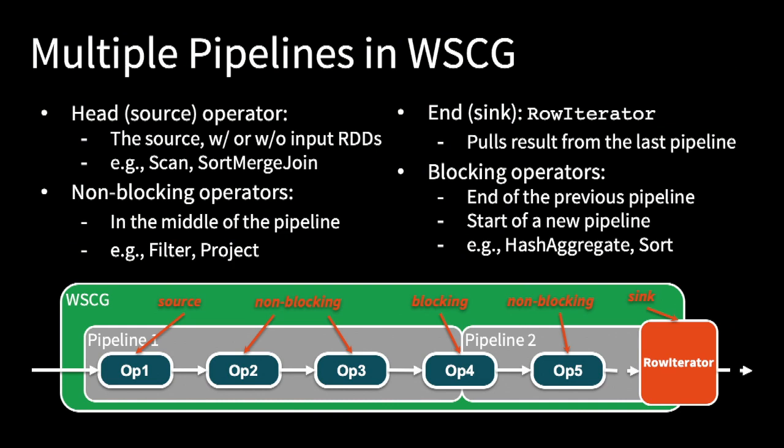And there are also non-blocking operators like filter, project, or broadcast hash join in the middle of a pipeline. The only difference here lies in the blocking operator that ends the previous pipeline and starts a new one, which here is the operator for. This can usually be a hash aggregate or a sort operation. The reason why blocking operators are pipeline breakers is that they need to consume all the upstream output before they can generate new output for the downstream operator.